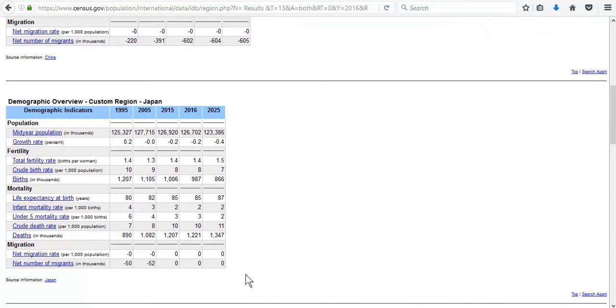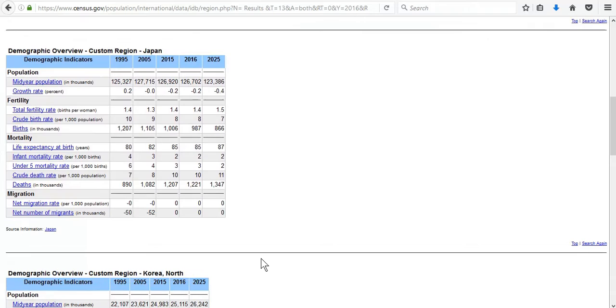And so what's happening in Japan? There are some changes. They are starting to slowly open up their migration policy. I'll come back to that idea.